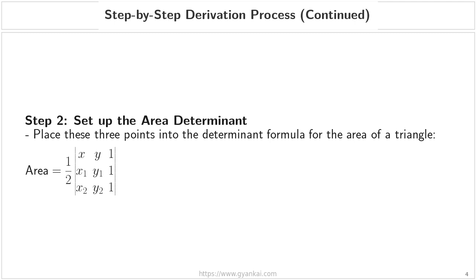Step-by-step derivation process, continued. In step 2, we are going to set up our area determinant. We take those 3 points we just defined, the general point with x and y, and our 2 known points with their respective subscripts, and we place them into the determinant formula used for the area of a triangle. You'll see the formula on the screen, where the area equals 1/2 multiplied by a 3×3 determinant. The first row contains our variables x, y, and the number 1. The second row contains x sub 1, y sub 1, and 1. And the third row contains x sub 2, y sub 2, and 1.